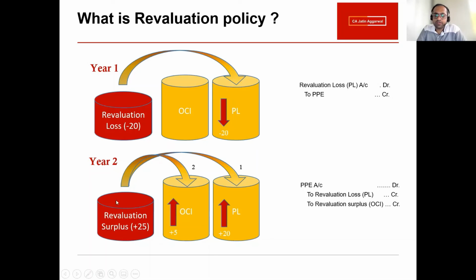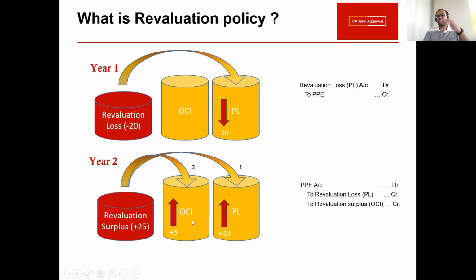And in year two, if I assume that there is a gain of 25, that is vice versa of what we discussed in our previous slide, we'll first utilize the loss which has been parked in P&L. So to the extent of the loss which was earlier recognized in P&L, we'll recognize a gain in the P&L, which is of 20, and whatever is the differential, that we will park into OCI.